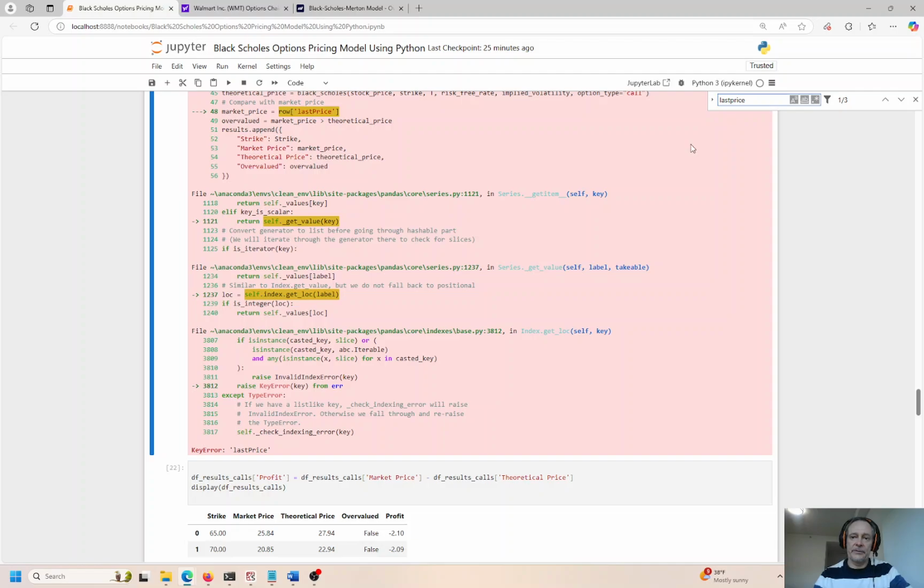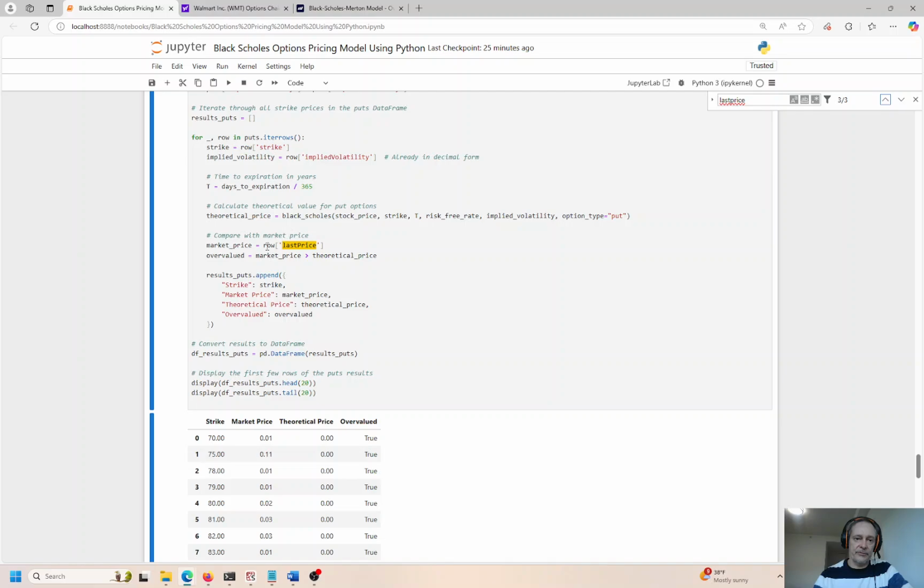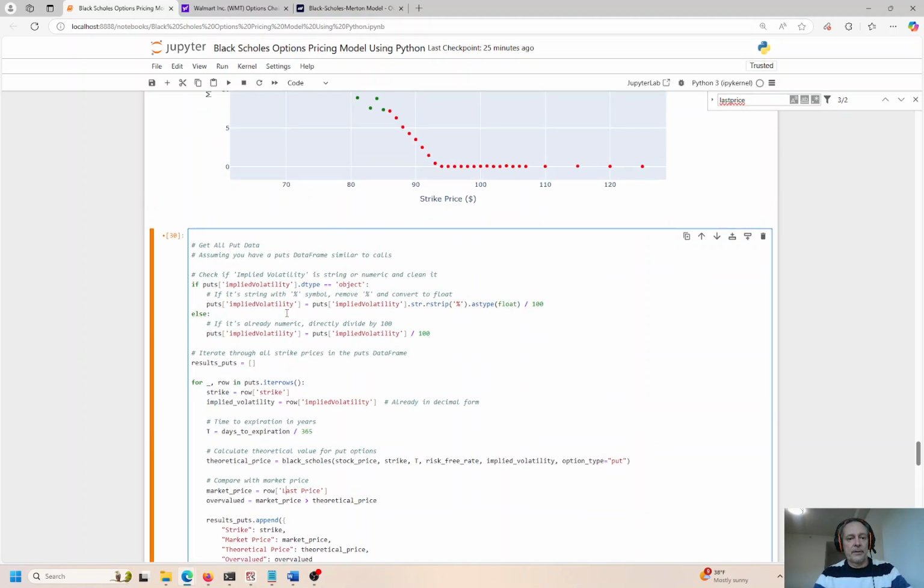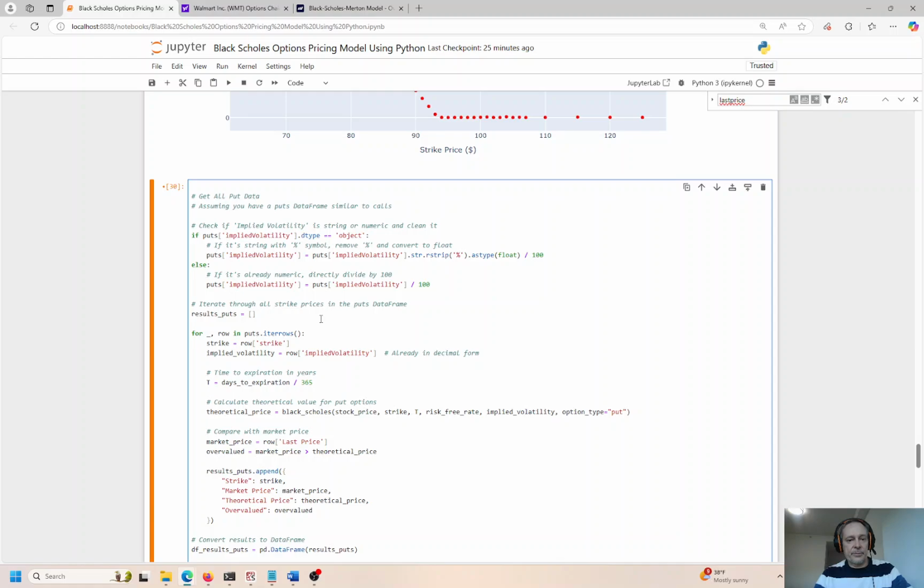LASTPRICE. Okay, so these spelling conventions, or the naming conventions, changed. A little bit concerning. But whatever, let's just deal with it. That is price implied volatility. Also, this one's going to change too. Okay, so let me fix this. Sorry guys. I don't know why they would change the column names midstream like that, but it's fine.